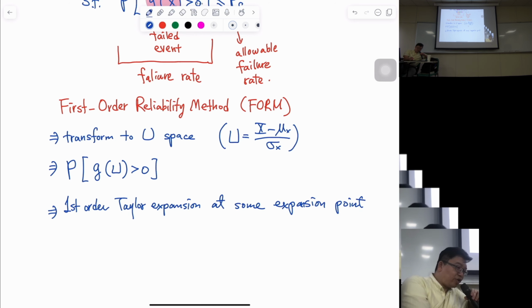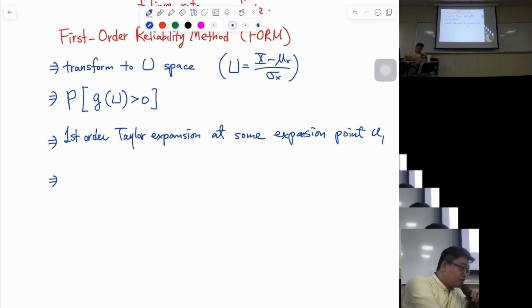So I'm going to call this expansion point U. Do I use U0? Let me call this U1, okay? Just a number. So if I do that, I will have G(U1) in the U space plus (U minus U1) times the gradient. It's a 1D problem, so basically G prime of U1.